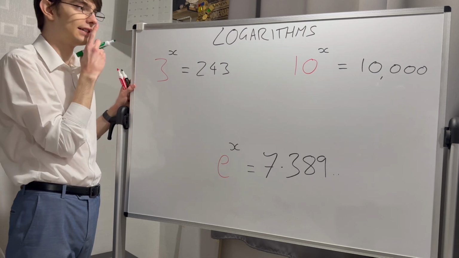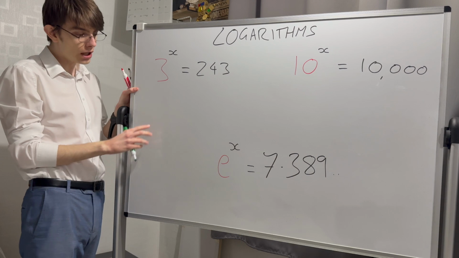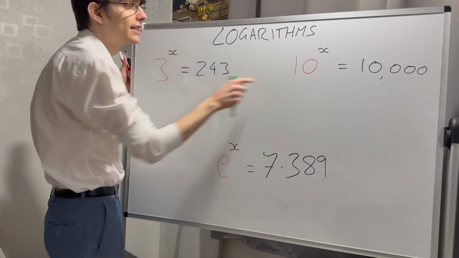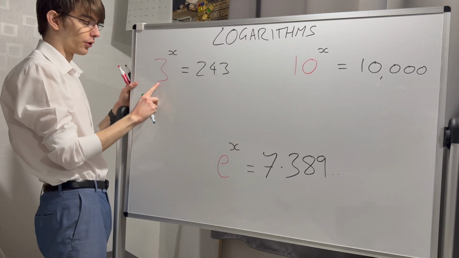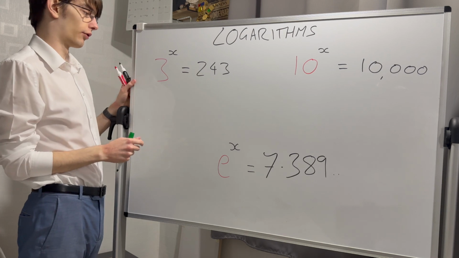Let's have a look at these 3 examples. 2 of them will come up quite importantly in a minute. First of all, to notice, I have highlighted the base in red each time. Okay, that's what the red here signifies. So 3 to the x is 243.